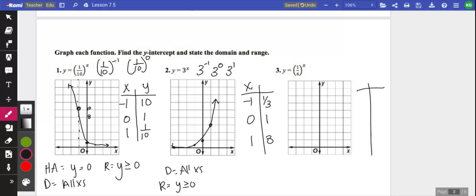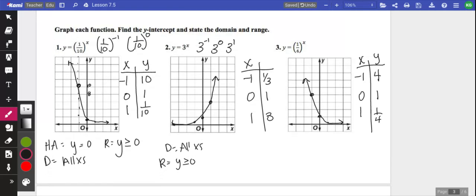And the last one, 1/4 to the -1 gets flipped, so it's 4. 1/4 to the 0 is 1, and 1/4 to the first is 1/4. So -1, 4, 0, 1, and 1, 1/4. Domain is all x's, range is y's greater than or equal to 0.